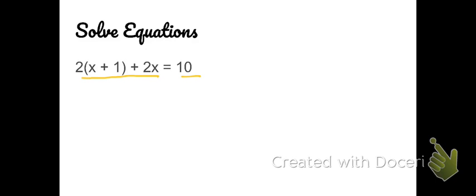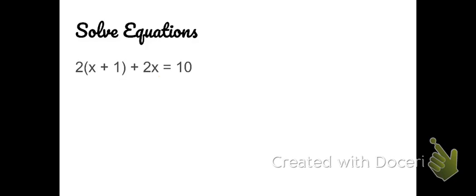Well, on the right side, there's nothing we can do. All we have is a 10. But on the left side, there are some x's. I see a 2x and I see another x in here. I see a number here and a number here. So, probably something I can simplify.